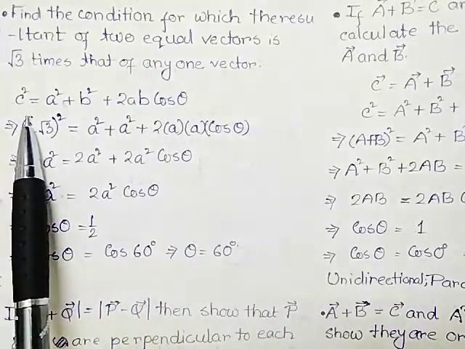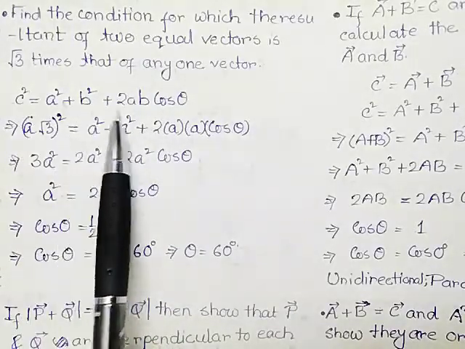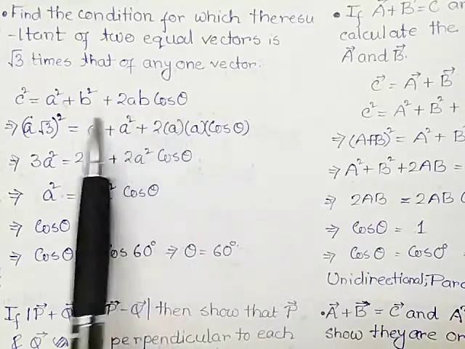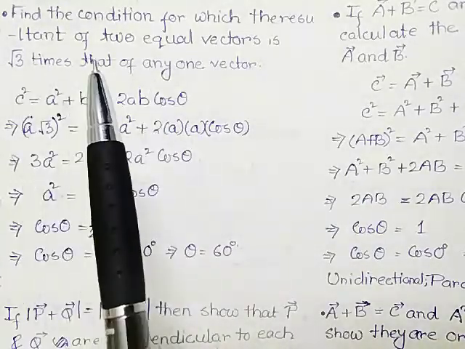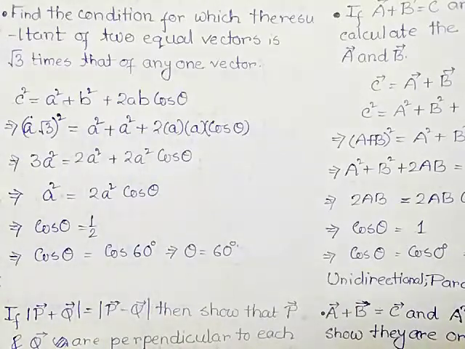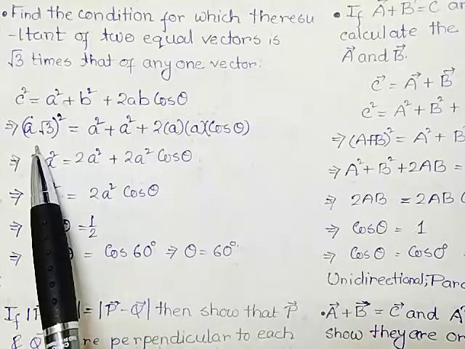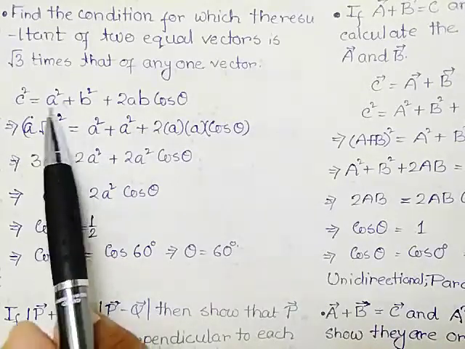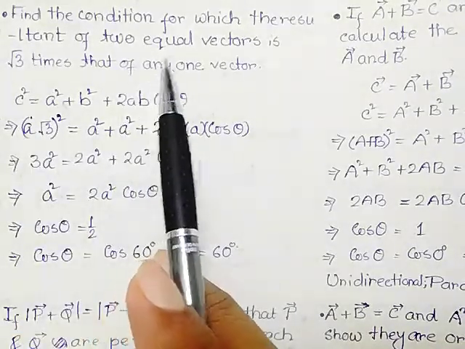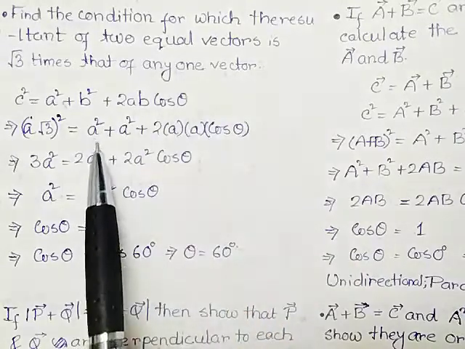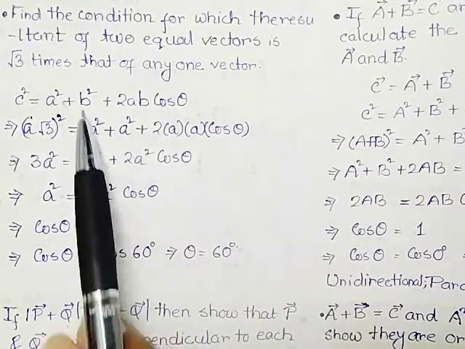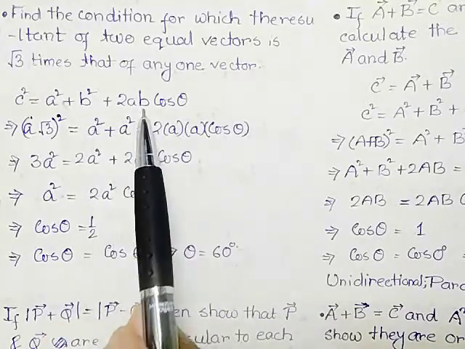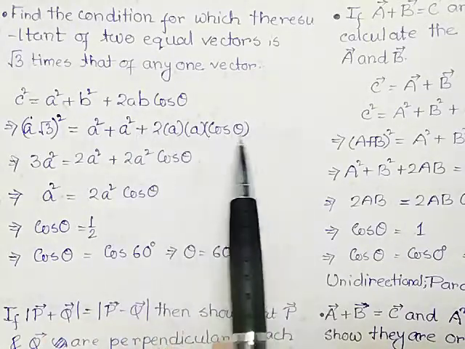So at first we write down the equation, c equal to root over a square plus b square plus 2ab cos theta, and the resultant is root 3 times any one of the vectors. That is, the resultant c equal to root 3 into a. Since they are two equal vectors, I replace a equal to b. So just see, a square plus 2a into a cos theta.